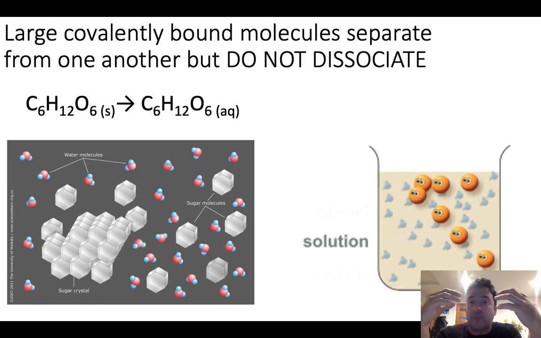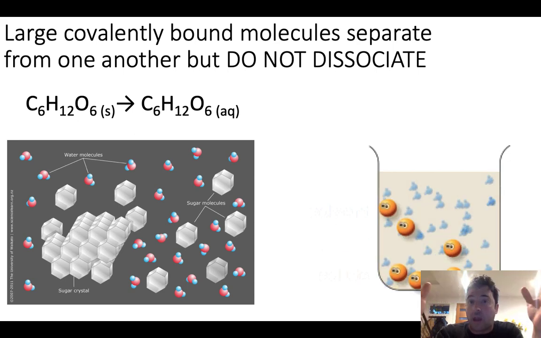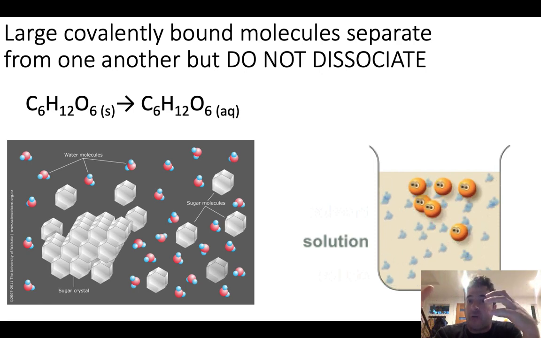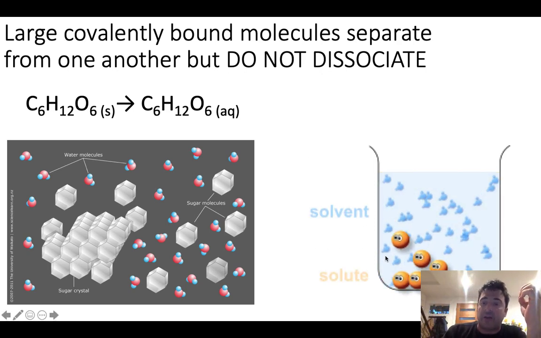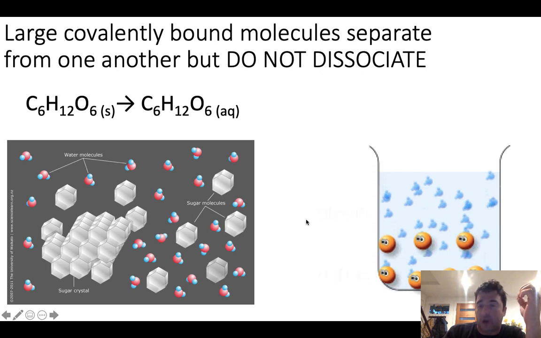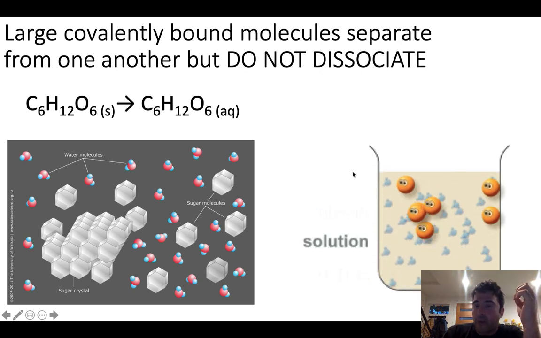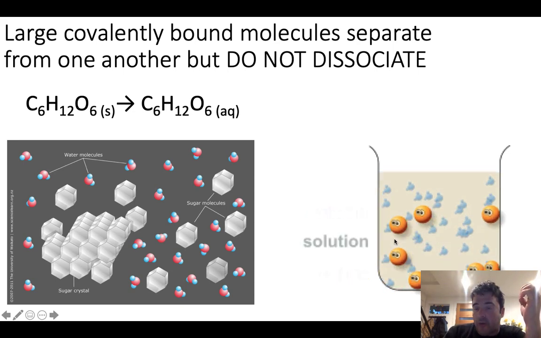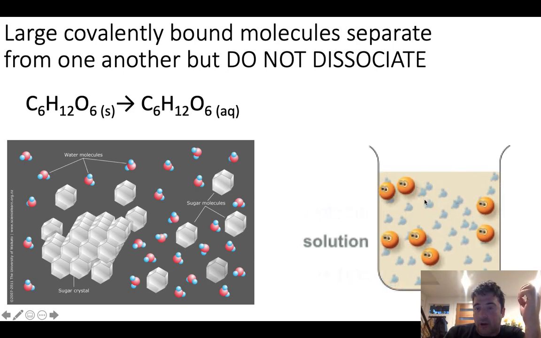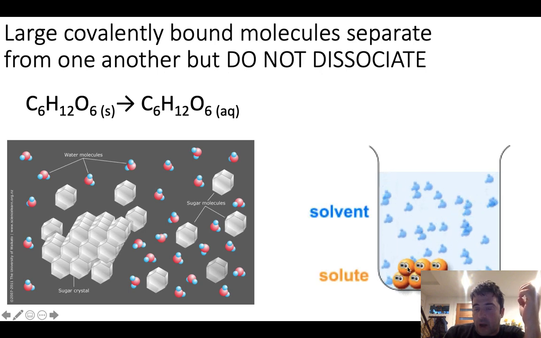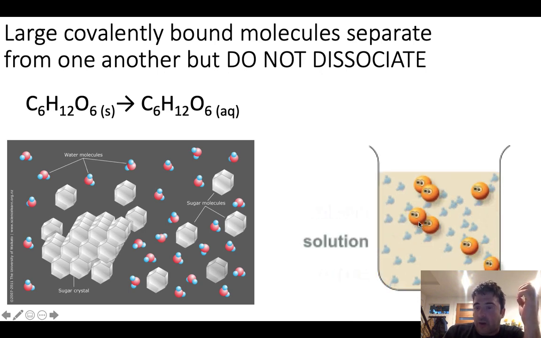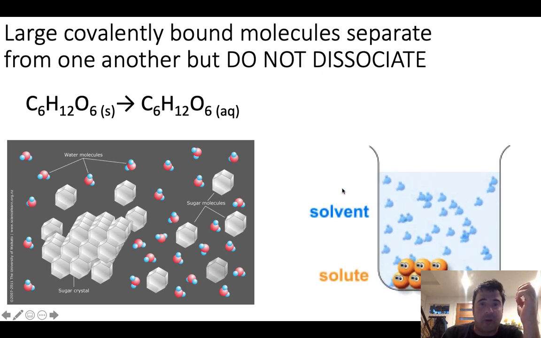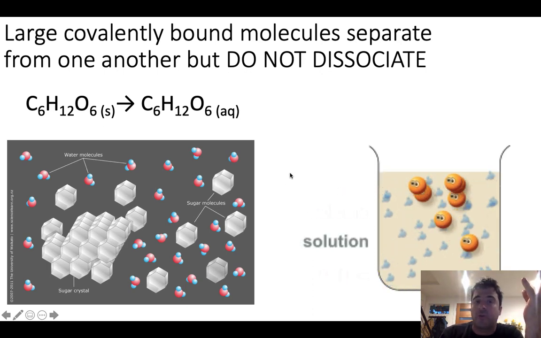Molecules that are linked together via covalent bonds, like our organic molecules, don't dissociate. So they're capable of dissolving, but they don't dissociate. And the way that they dissolve is, let's say you throw a cube of sugar into water. Sugar is the solute, water is the solvent. The sugar molecules themselves, which are represented by these little goofy looking guys right here, they don't split. They just separate from one another and they move farther apart from one another, but the individual sugar molecules don't dissociate.